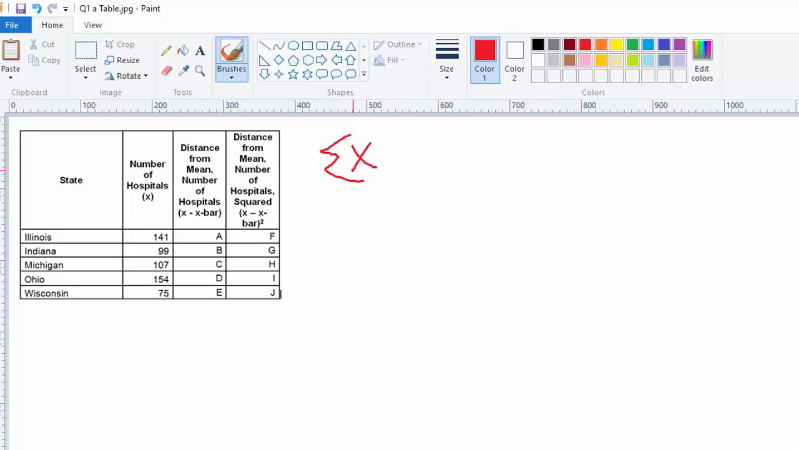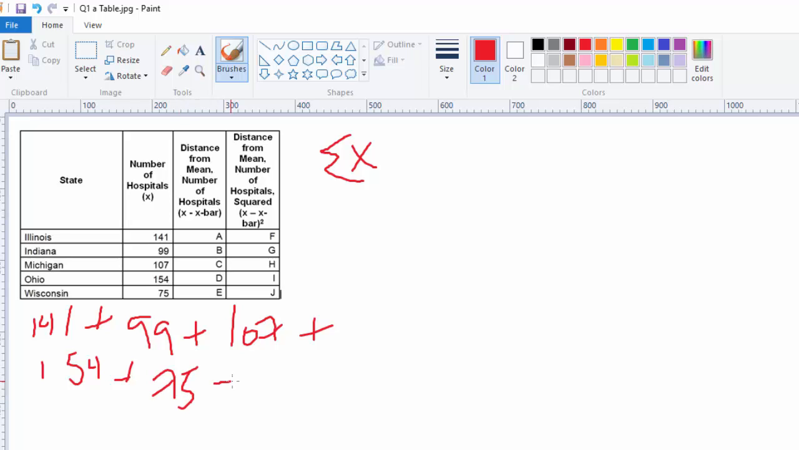So what does that mean? That's 141, see that? Plus 99 plus 107 plus, we'll go down here, 154 plus 75. Okay, we got them all. And already this is like a cooking show. I already added them up. And so the sum of x equals 576.